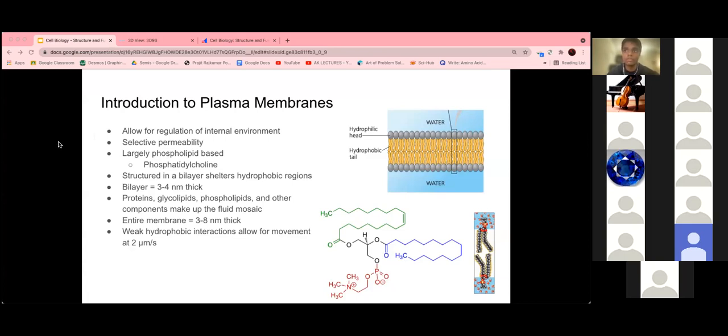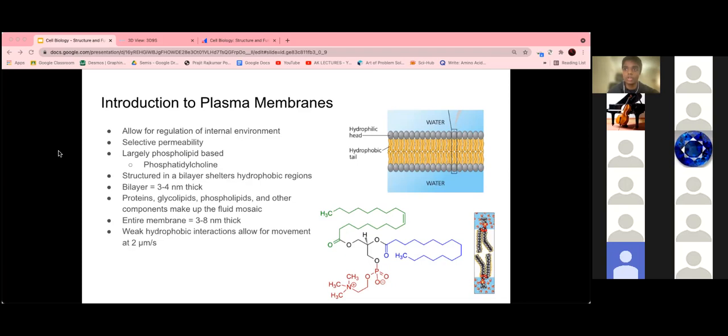The most common membrane phospholipid is phosphatidylcholine, which is composed of a polar head group made up of phosphate and choline, two fatty acid tails, and a glycerol backbone that joins these groups. So right here is the chemical structure of a phosphatidylcholine molecule. You can see the choline group right here, the phosphate group right here, the glycerol backbone, and the two fatty acid tails that are joined to the head group by the glycerol.